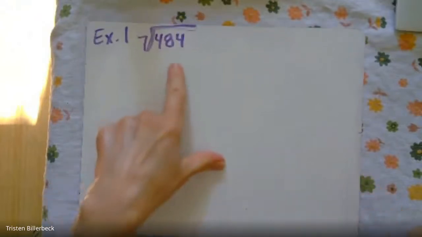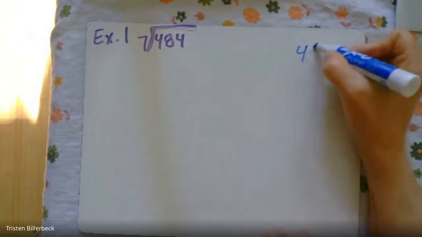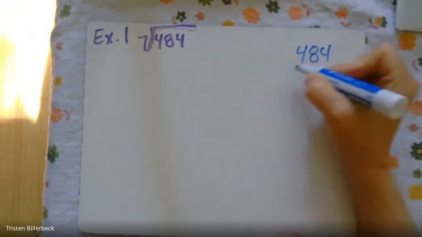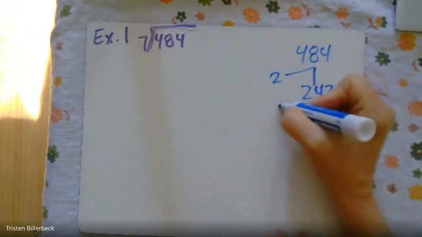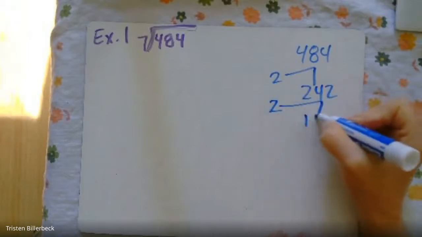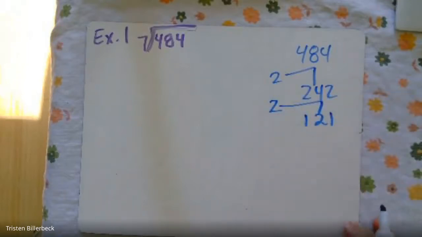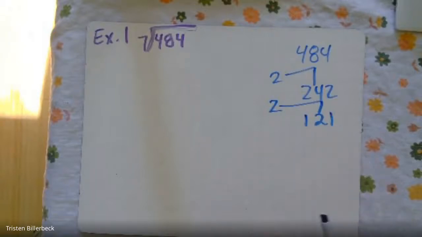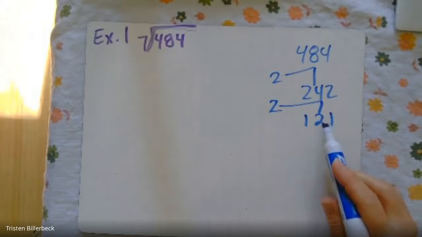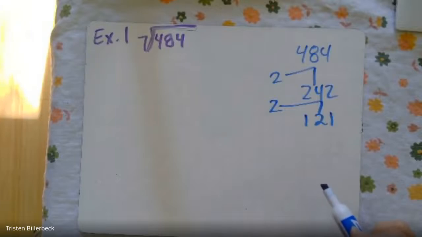All right, so here's our example. So we have the square root of 484. First we want to prime factorize 484. We see that it's even, so we're going to take a 2 out, and we get 242. It's still even, so we're going to take another 2 out, and we get 121. It's no longer even. Now we do the test, is it divisible by 3? 1 plus 2 plus 1 is 4, so no, 4 is not divisible by 3. It's not divisible by 5 because it doesn't end in a 0 or 5.